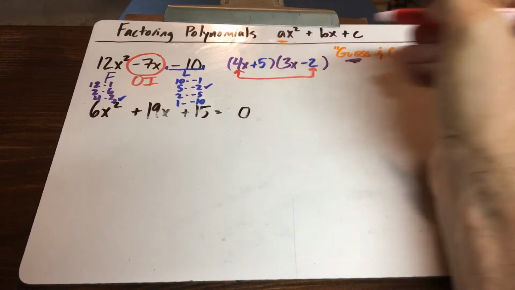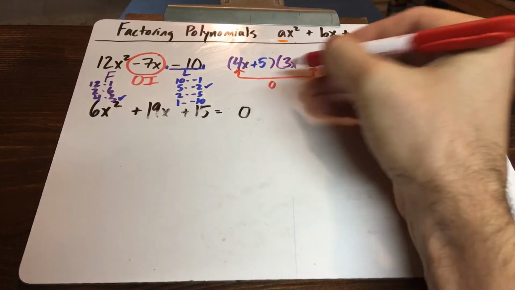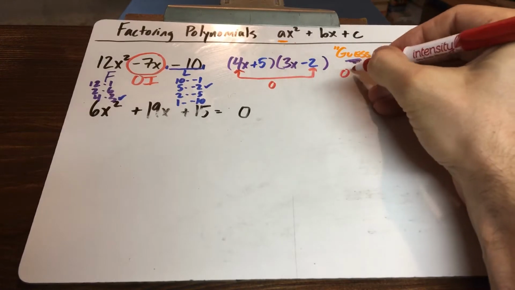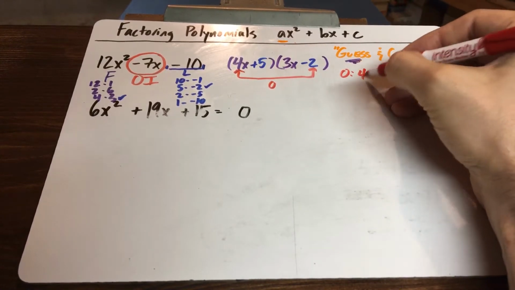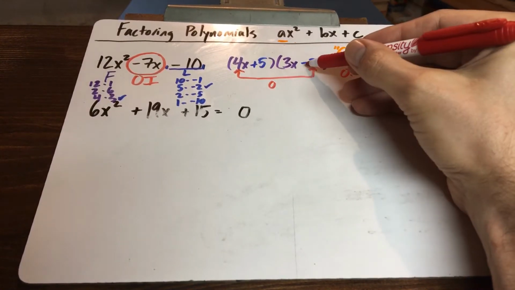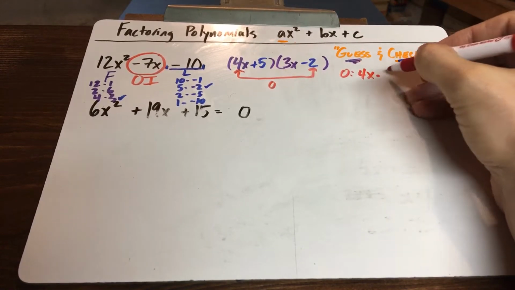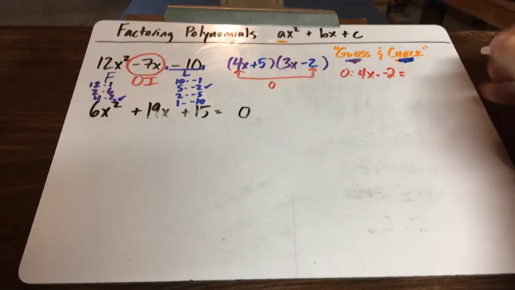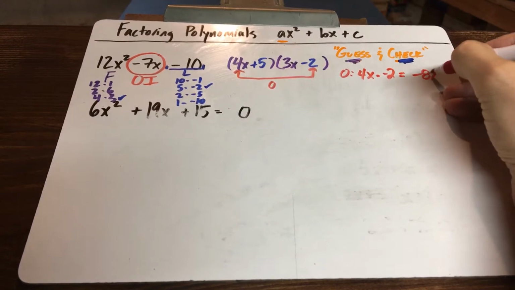Here are the 2 outside terms, the outer terms, the O in FOIL. If I showed my work off to the side, the O, the outside is 4x, and this is -2 because it has the subtracting in front of it. So 4x times -2, that's -8x.